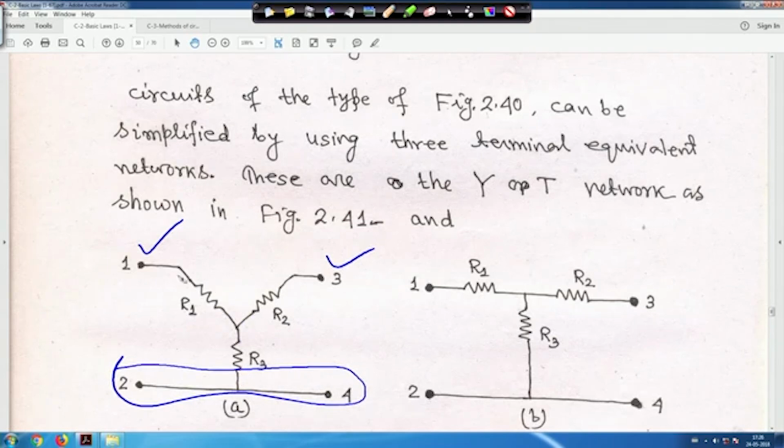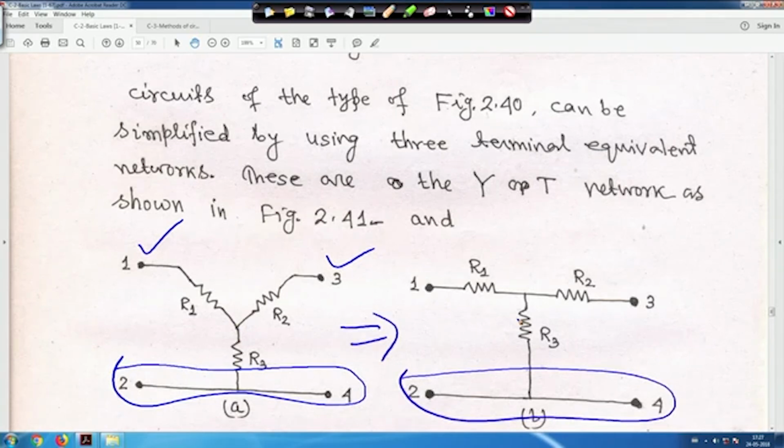R3. If we draw it like this, we call it star connected. The same circuit, if you stretch it up and draw it like this, both are the same, and sometimes we call it a T network. Here also R1, R2 and R3, you just stretch this point up and draw it like this, R1, R2. This we sometimes call a T network, and this we call a star, both are the same. So this is basically a 3-terminal because 2 and 4 is a common terminal.